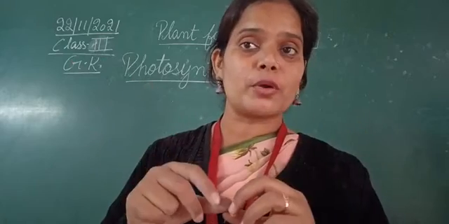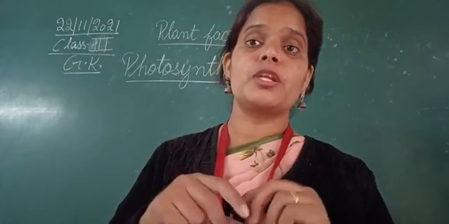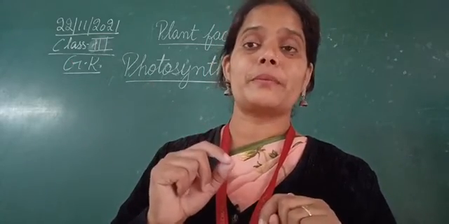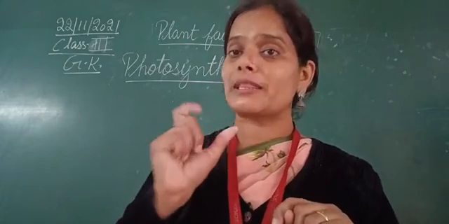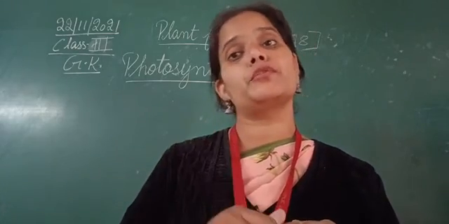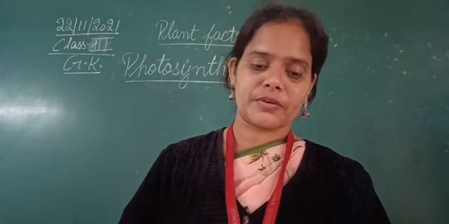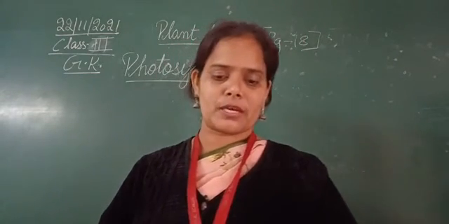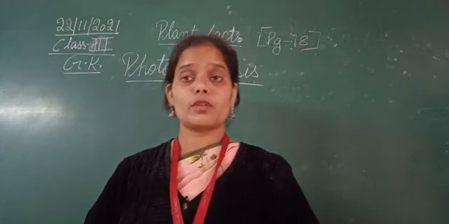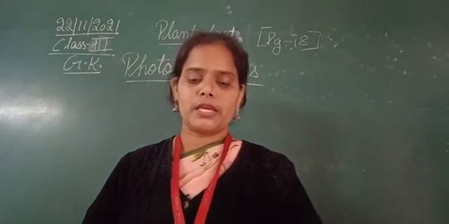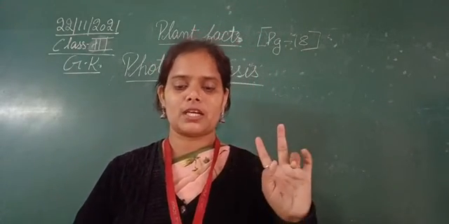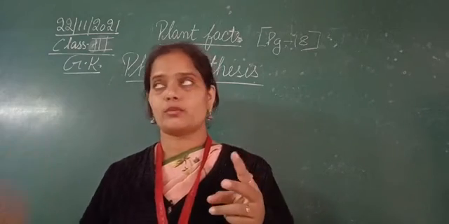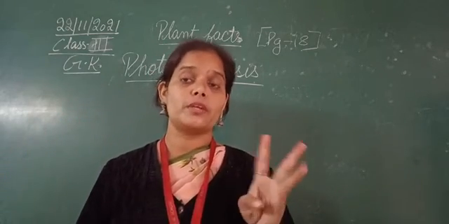So which part of the body of the plant prepares its food? The food of the plant is prepared by its leaves. The leaves prepare the food of the plants. Right? So photosynthesis means light used to make something, and they need these basic things: sunlight, water, minerals, and chlorophyll.